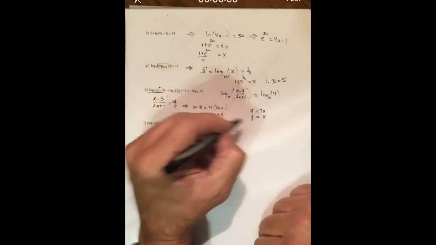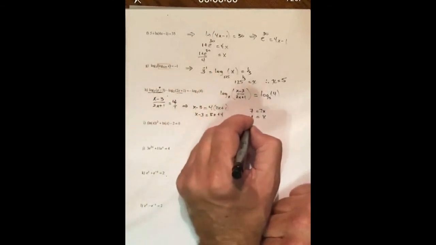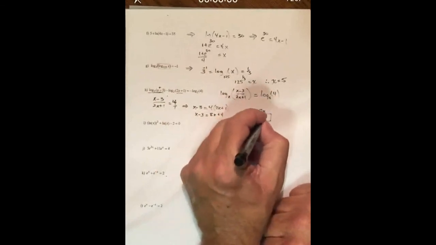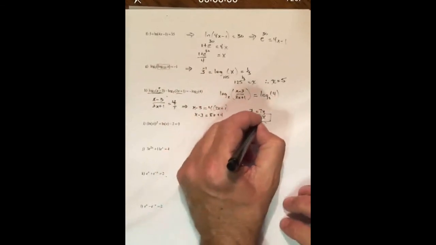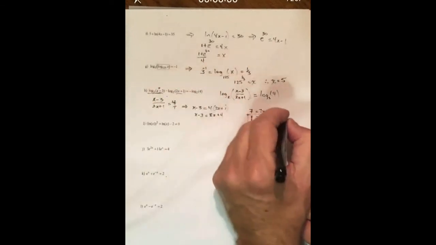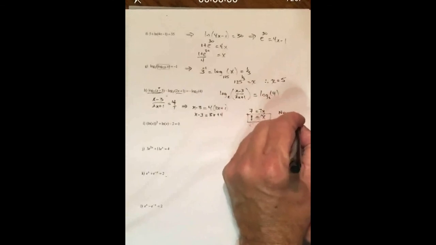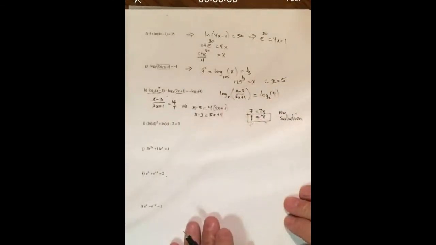So when I checked this, we did all this work, and we found that the only way it can work is if x is 1, but x cannot be 1. It makes part of the problem undefined. So there is no solution. And sometimes problems just don't have answers.